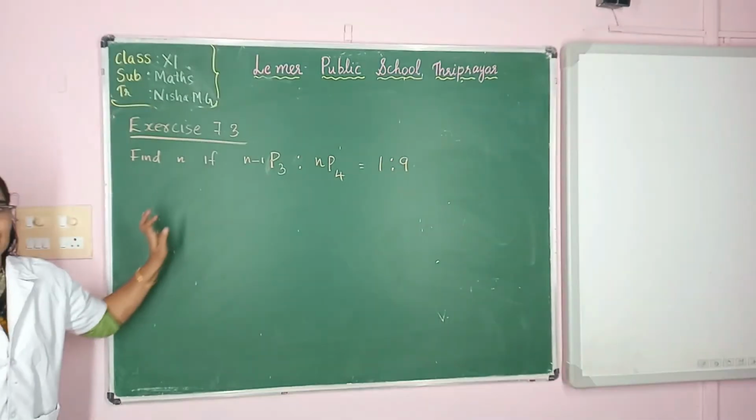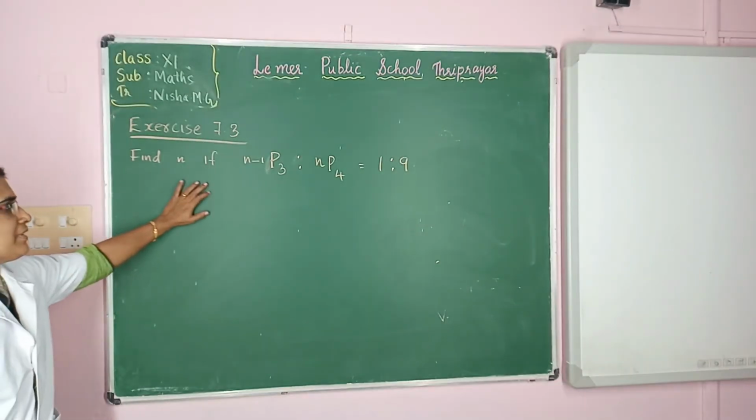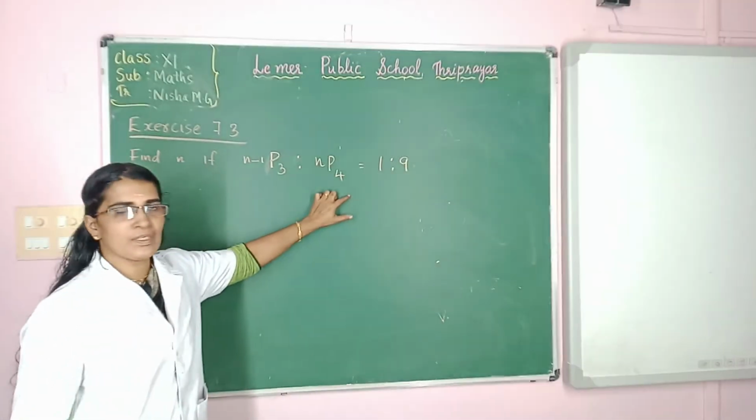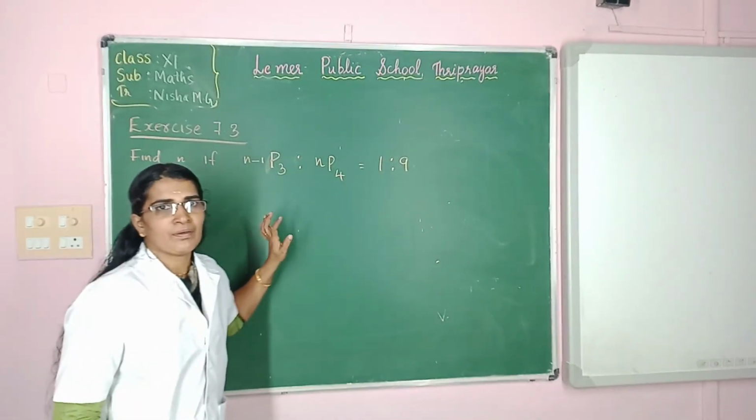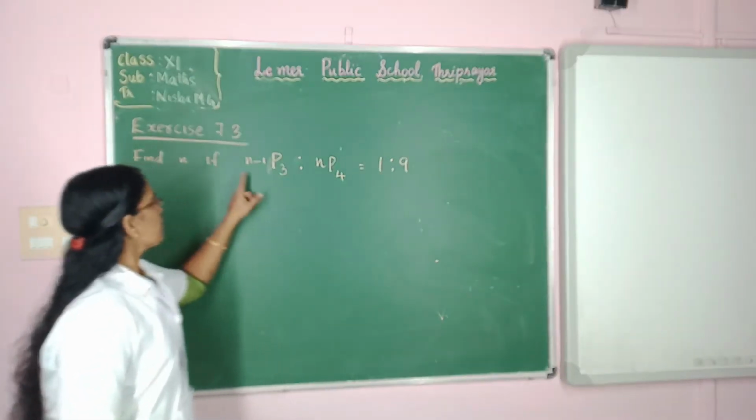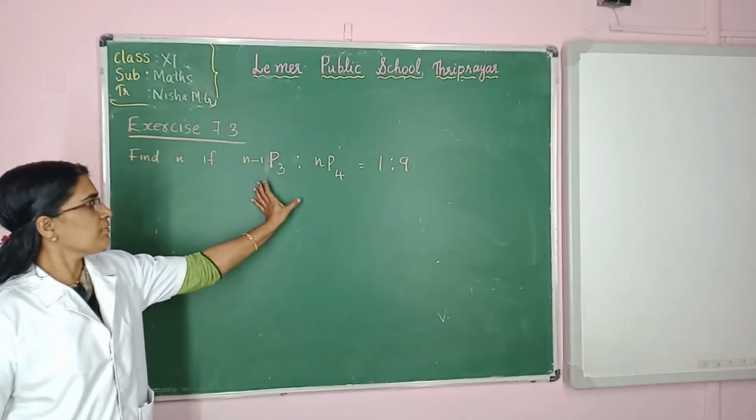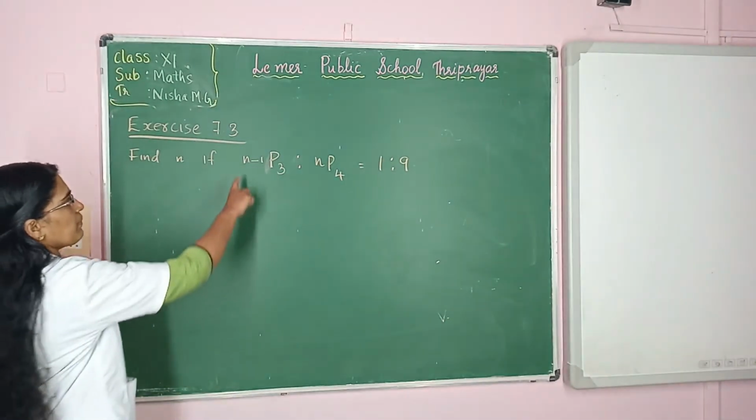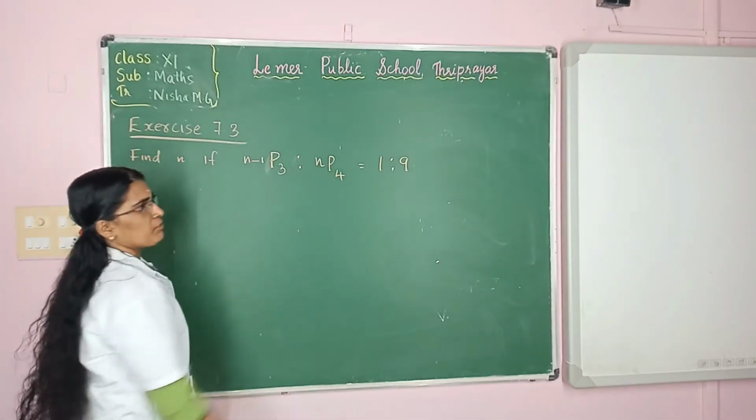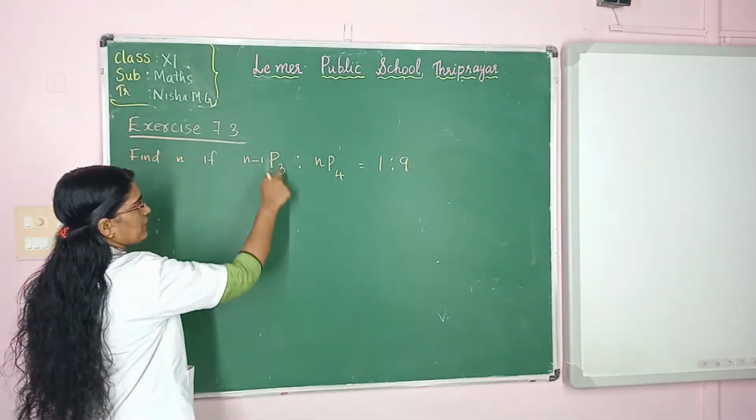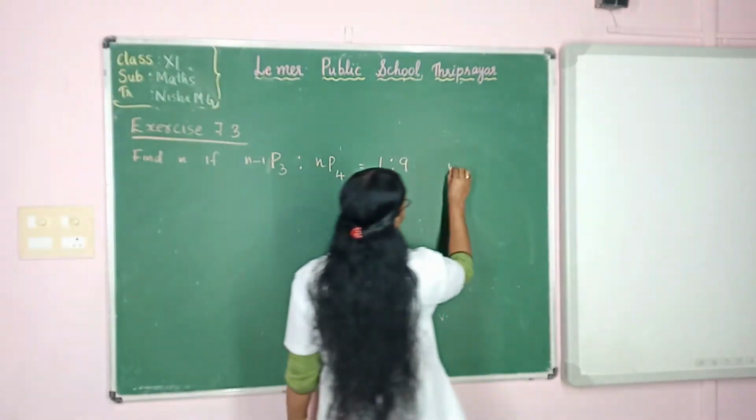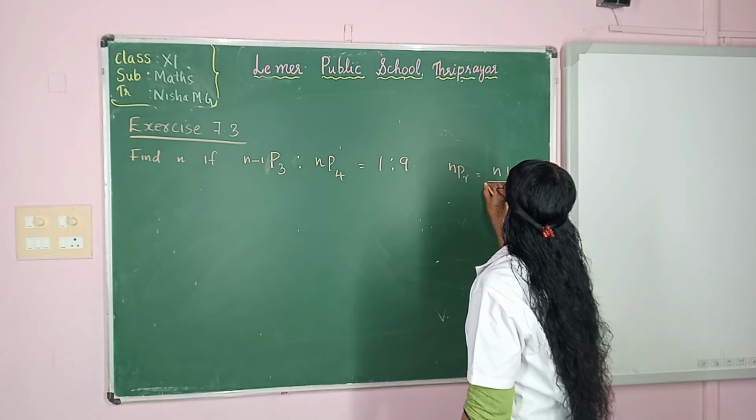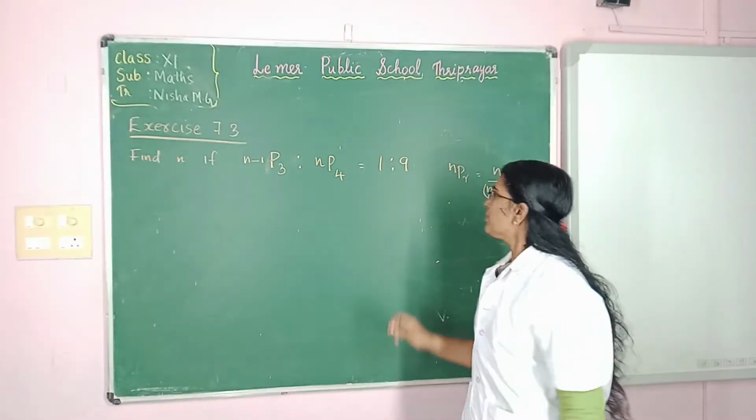Here the question is written: find n if (n minus 1)P3 ratio nP4 is equal to 1 ratio 9. Here one condition is given, we have to find the value of n. What is given on the left side and right side? (n minus 1)P3 ratio nP4. How can you expand nPr? n factorial by (n minus r) factorial. This is the expansion of nPr.